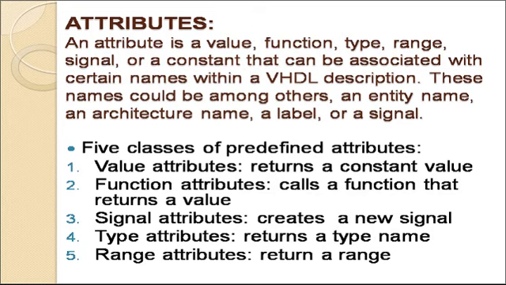There are 5 different predefined attributes: value attributes, function attributes, signal attributes, type attributes and range attributes. Value attributes return a constant value, function attributes call a function that will return a value, signal attributes will create a new signal, type attributes will return the name of the type, and range attributes return a range.